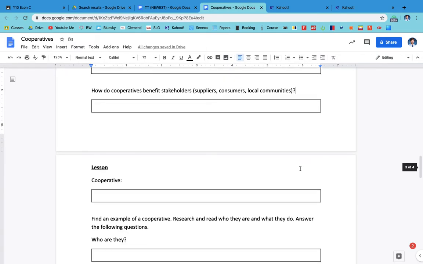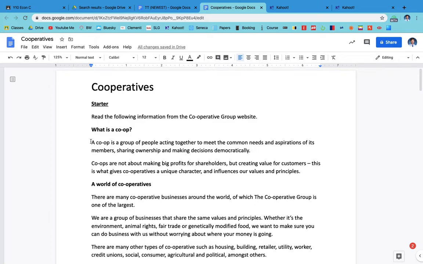Okay, so what would a definition be? Well, it's basically this first line, I think. A co-op is a group of people acting together to meet the common needs and aspirations of its members, sharing ownership and making decisions democratically. I think that's a good definition. If I was looking for that in an exam, I would be like, yeah, that's dead on. 2 marks.